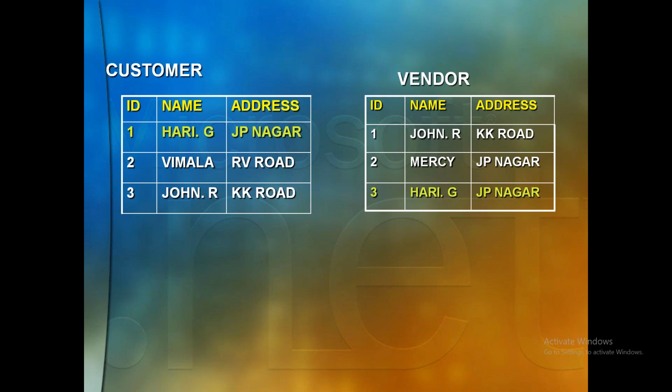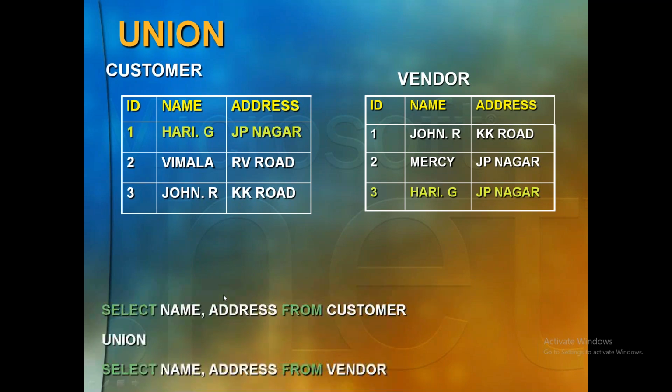If you wanted to get name, comma, address from both tables, you must go in for the union keyword. So this is the query you must be able to write. Select name, address from customer table, select name, address from vendor table. You must unionize the data. This is not a join.